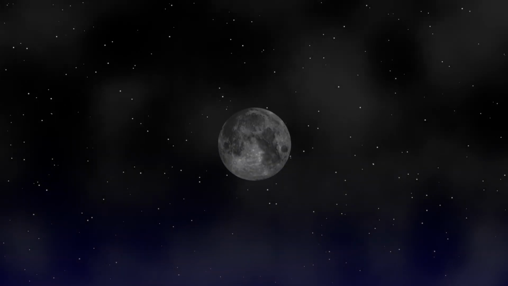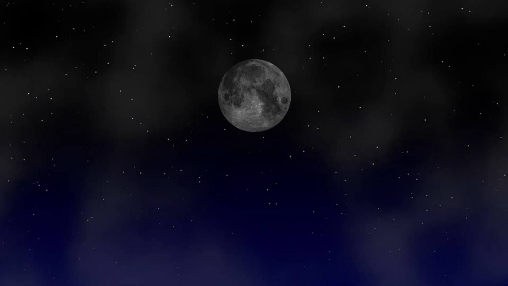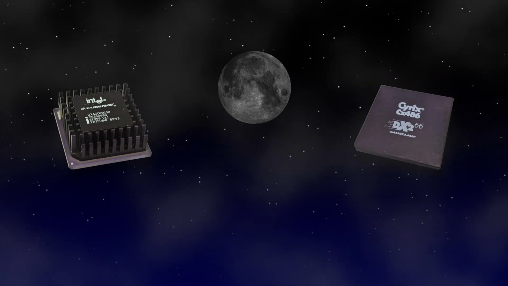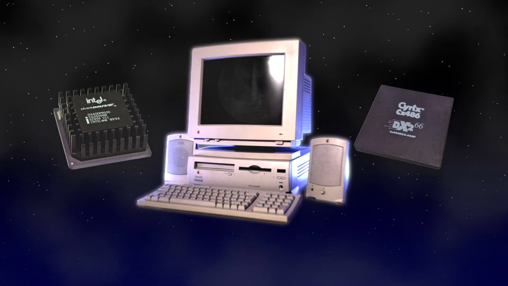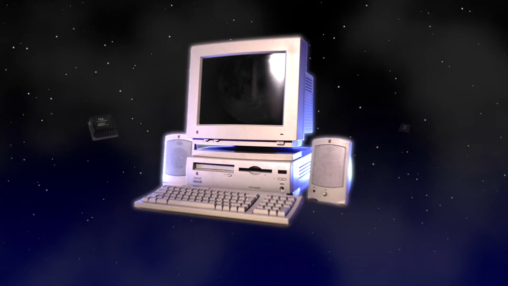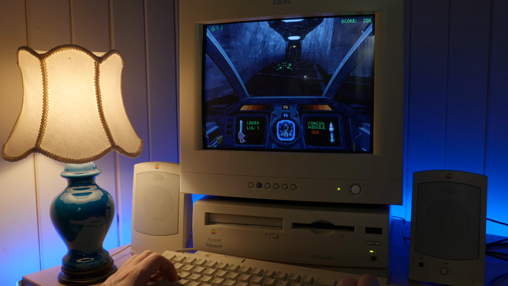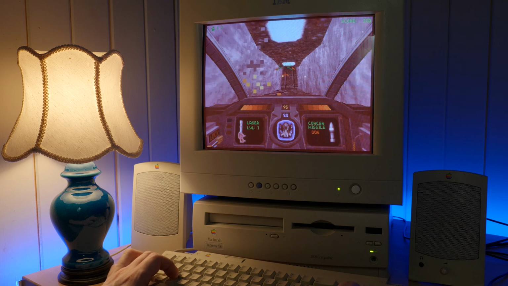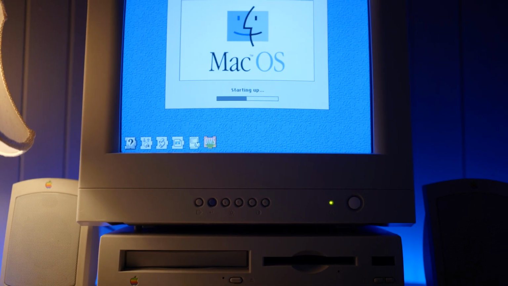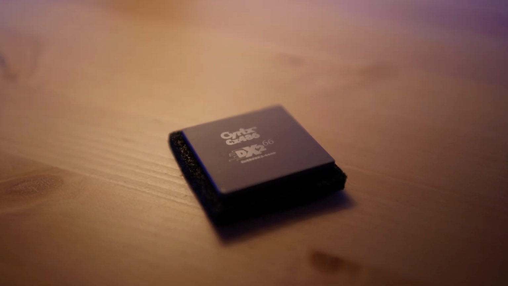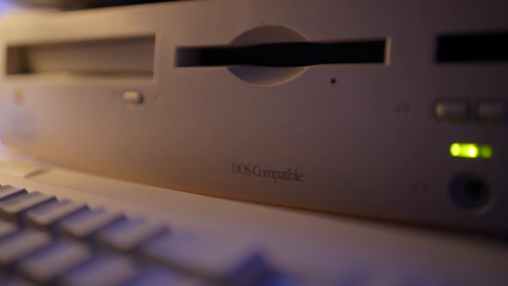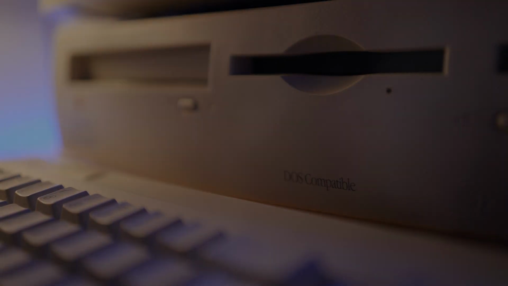Have you ever lain awake at night wondering how much faster an Intel 486 DX4 Overdrive is over a Cyrix DX2 in a DOS-compatible Macintosh Performa? Well, that's an important question I'm sure many of us struggle with from time to time. But no more, because in this video you'll finally get a definitive answer to that question. So stick around for a thorough benchmark of the Cyrix DX2 versus the Intel DX4 Overdrive on Apple's DOS-compatible 68K Mac from 1995.